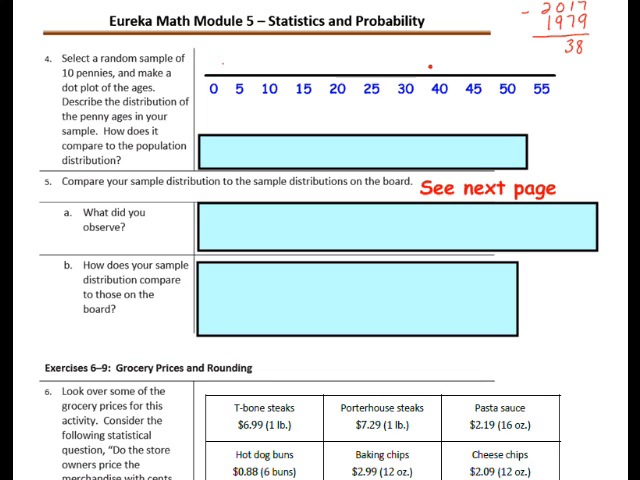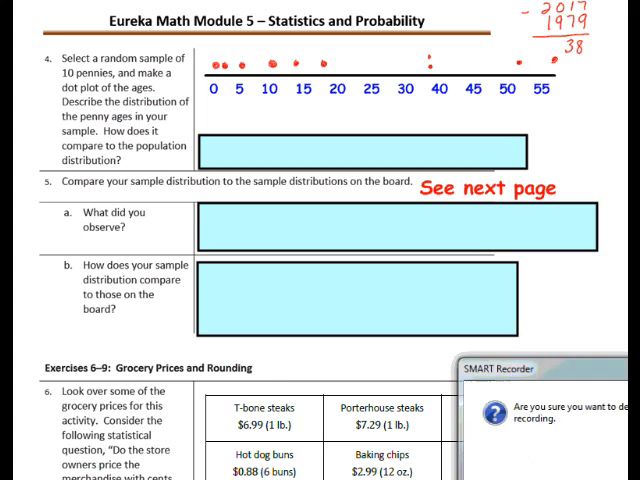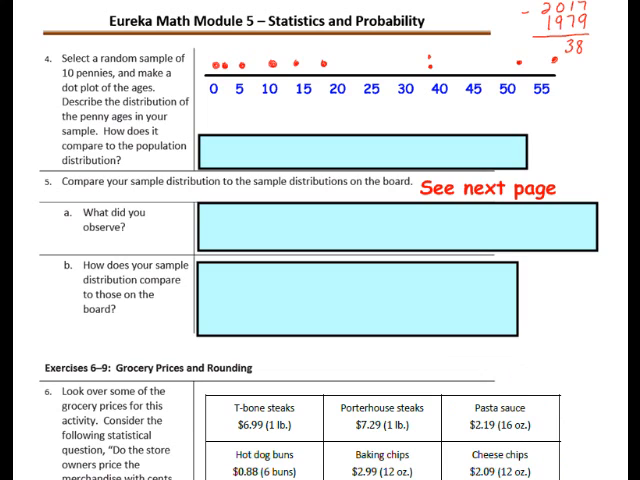Then we had another at 0, another at 2, one at 5, one at 10, one at 12, one at 18, two at 38, and we have a 52 and a 58. Those are my 10 randomly selected pennies. Now describe the distribution of the penny ages in your sample.